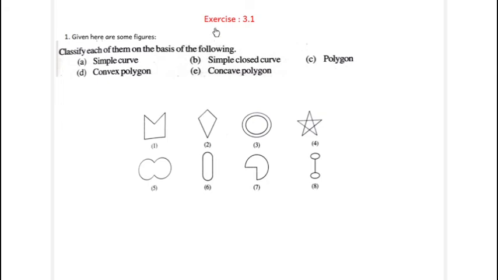In today's class, we will discuss exercise 3.1, question number 1 to question number 4.